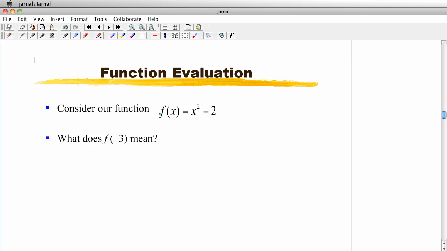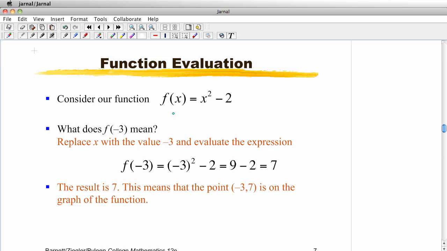So when you have a function like f of x equals x squared minus 2, you could say, well, what does f of -3 mean? This is our way of saying put -3 in for x and see what the y coordinate is going to be. So in terms of the graph, that means we're saying the x coordinate is -3. What does the y coordinate equal?